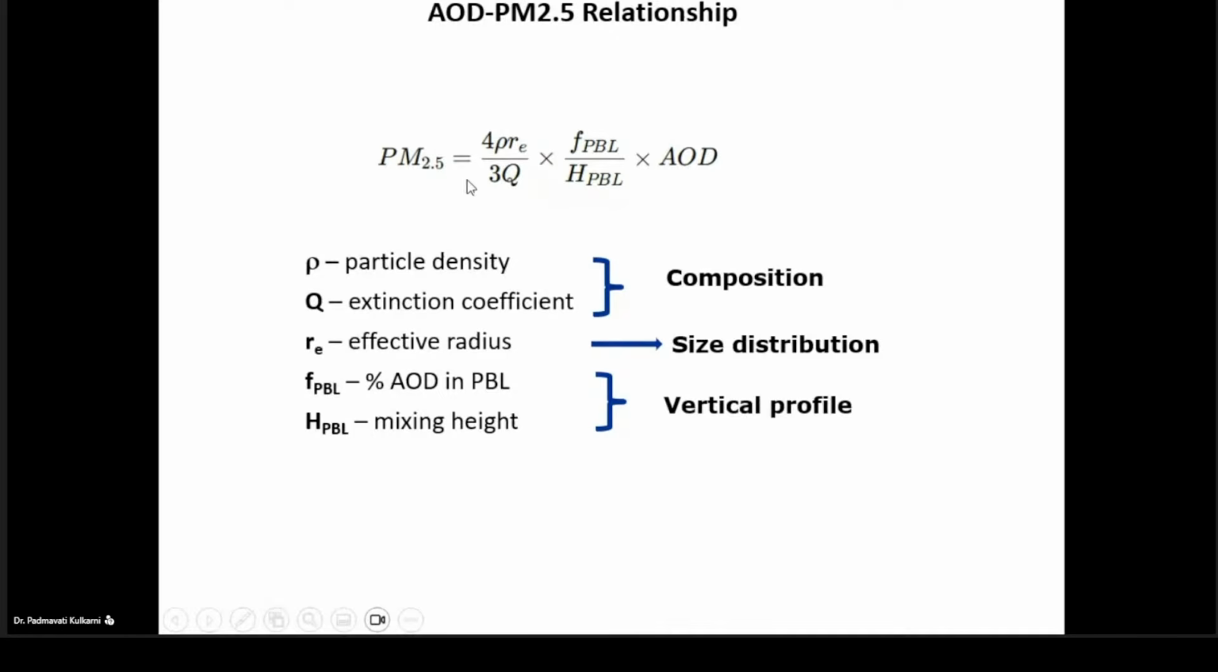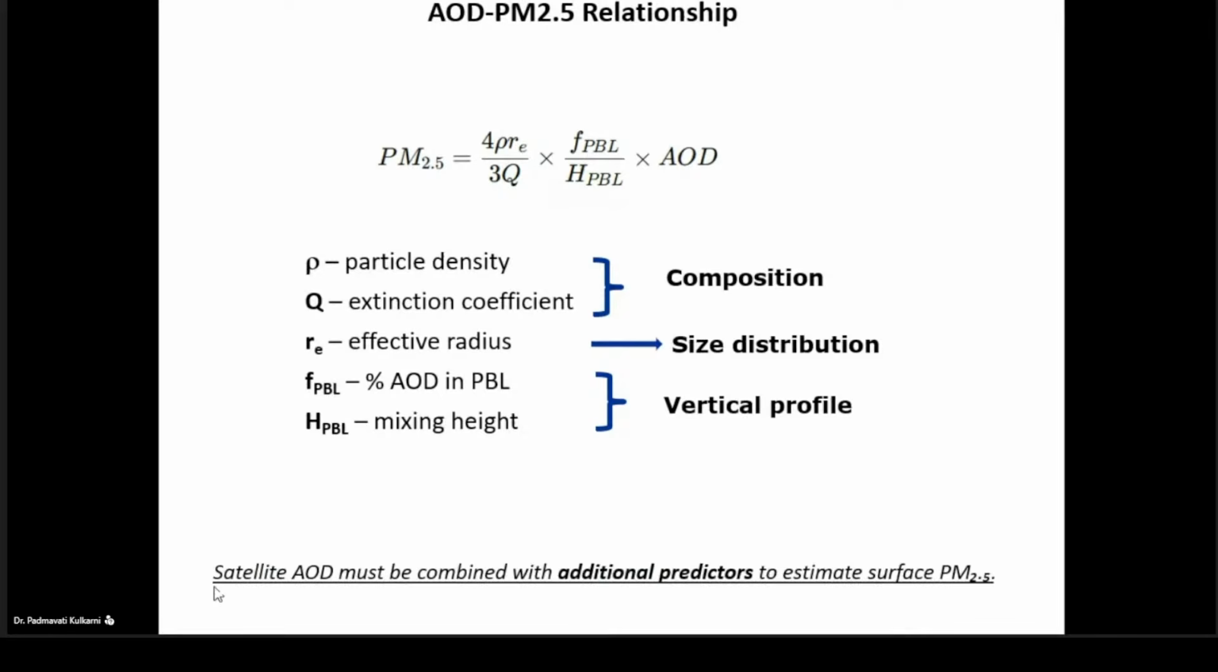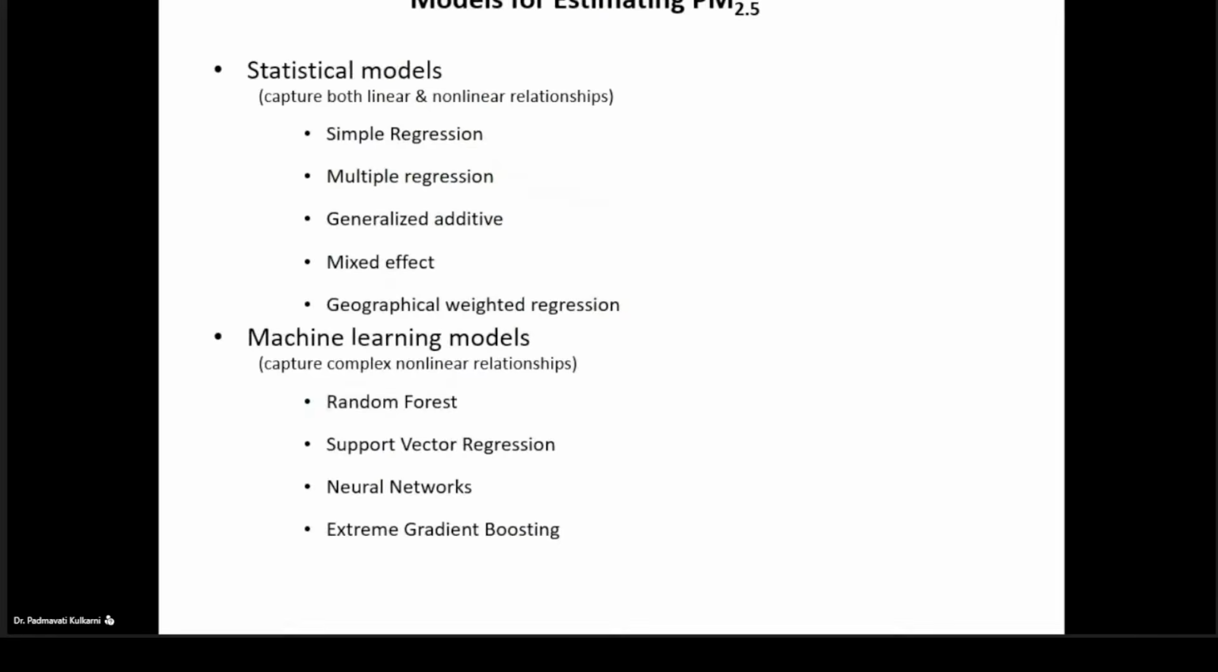But this information is not available as such. So what the researchers are doing is they use some satellites. AOD must be combined with additional predictors to estimate the surface PM 2.5. To estimate this PM 2.5 from the satellite data, researchers use both statistical models as well as machine learning models. So, different models.